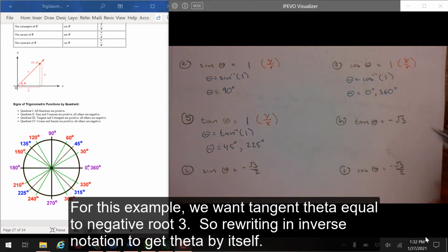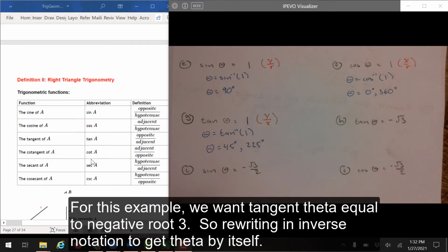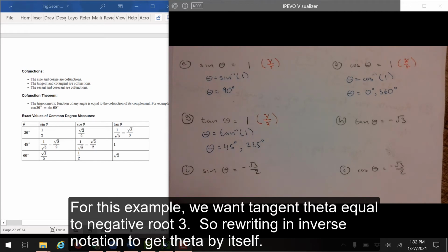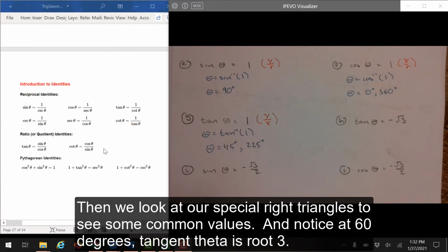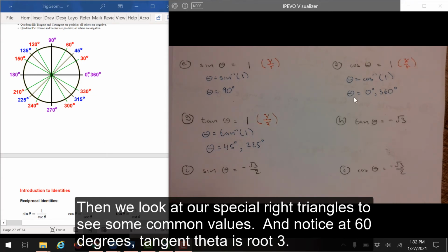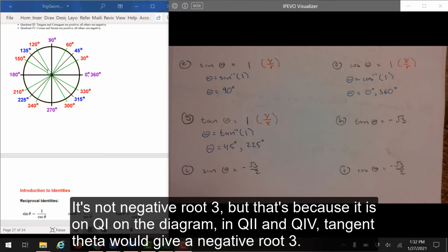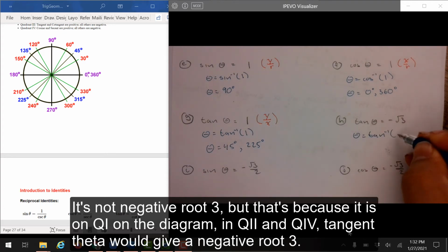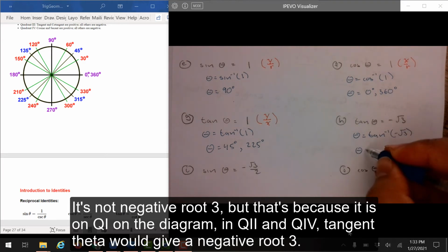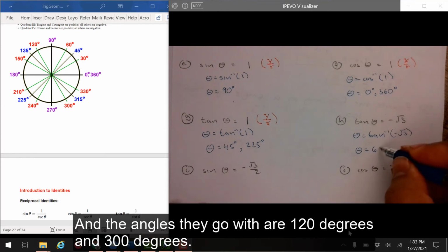For this example, we want tangent theta equal to negative root 3. So rewriting in inverse notation, we get theta by itself. Then we look at our special right triangles to see some common values. And notice at 60 degrees, tangent theta is root 3. It's not negative root 3, but that's because it is in quadrant 1 on the diagram. In quadrant 2 and quadrant 4, tangent theta would give us a negative root 3. And the angles they go with are 120 degrees and 300 degrees.